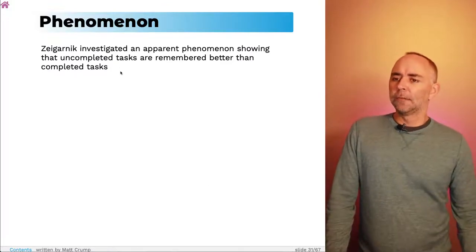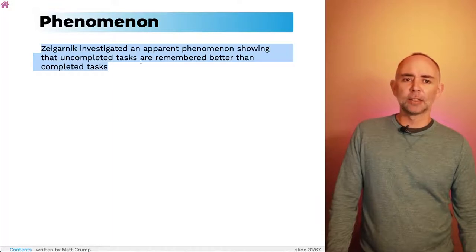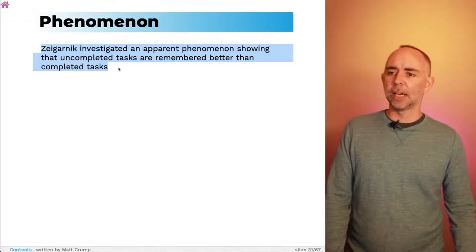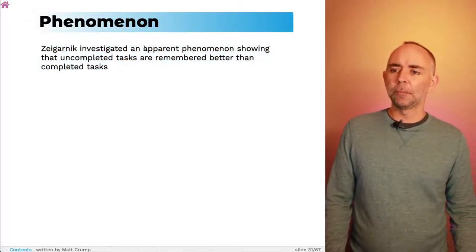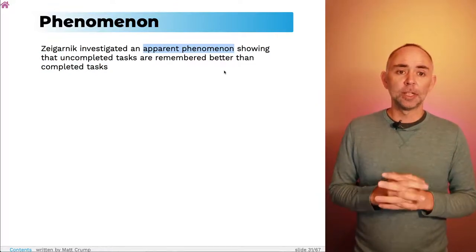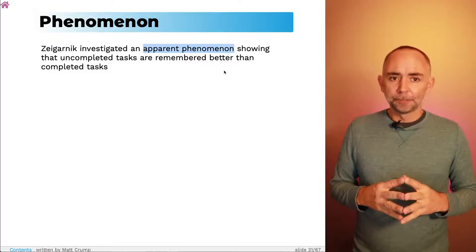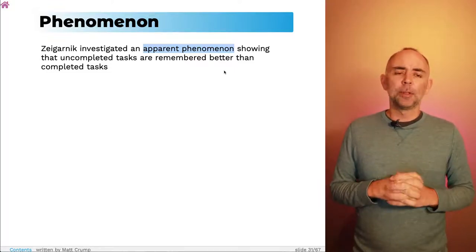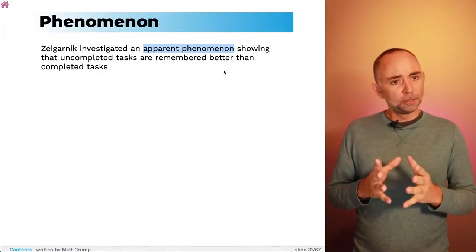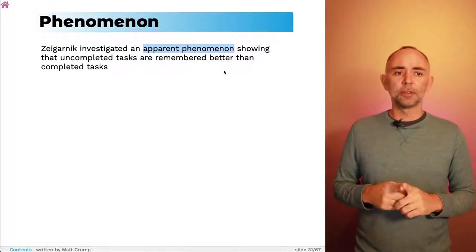So Zeigarnik investigated an apparent phenomenon showing that uncompleted tasks are remembered better than completed tasks. And I call this an apparent phenomenon because I'll warn you right now, one of the things about the Zeigarnik effect is that it also wasn't replicated. So every time you hear about an effect, it is worth going back to the literature and seeing, okay, were other people able to reproduce this thing?